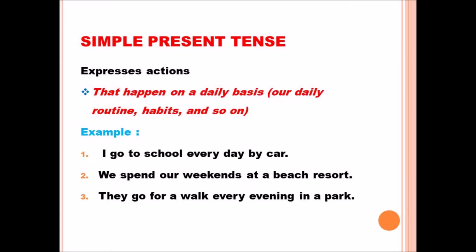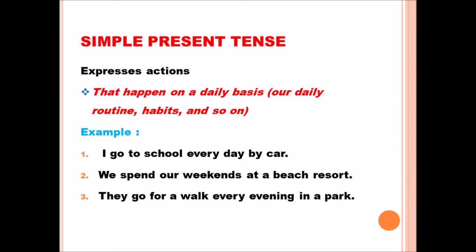Let us see the second example. We spend our weekends at a beach. So what does it mean? Every weekend they spend time at a beach resort. So every week it is happening on the weekends. So we use simple present tense. Then, they go for a walk every evening in a park. So this is also happening every day. So we have used simple present tense. See, spend is also a present form of the verb, and here go is a present form of the verb.